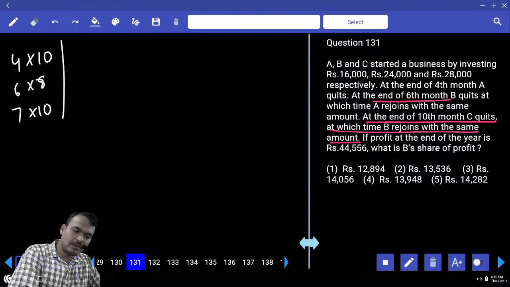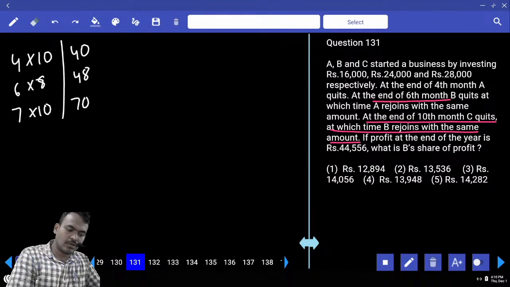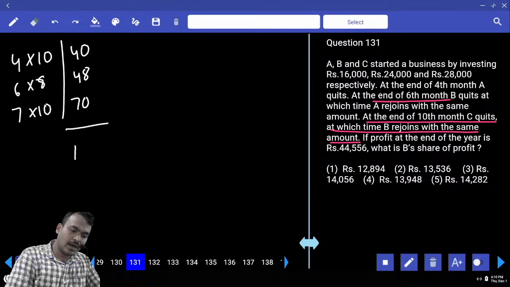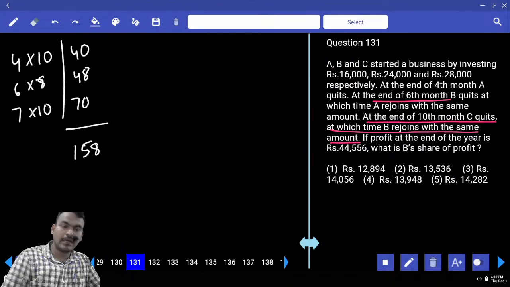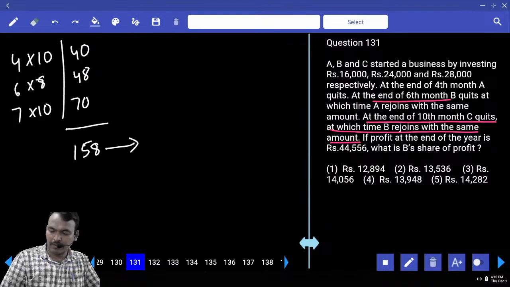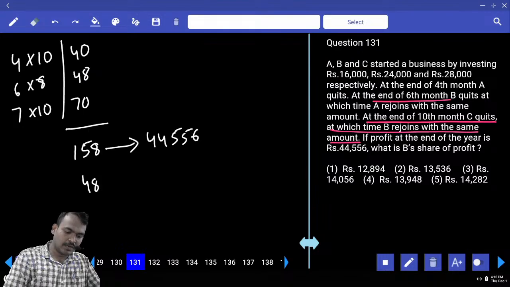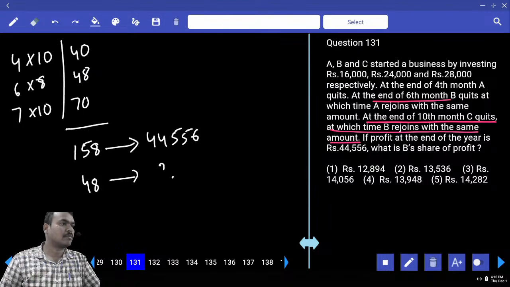What is the first one's investment? 40. Second one 48. Third one 70. Okay, what is the total investment? Total 40 plus 48 plus 70, that is 158. What is the 158 parts value? 44,556. But we require which one's share? 48 parts. Okay.